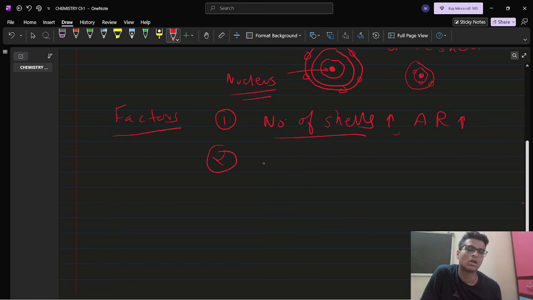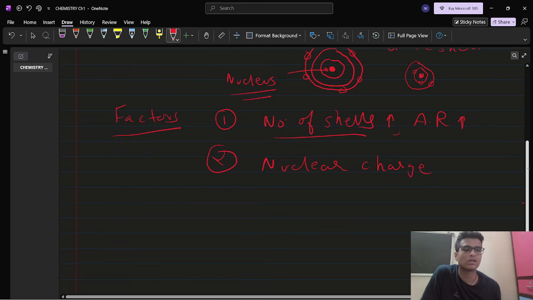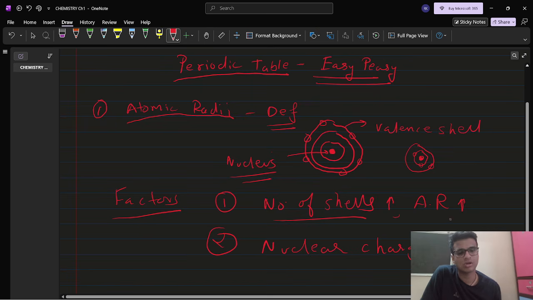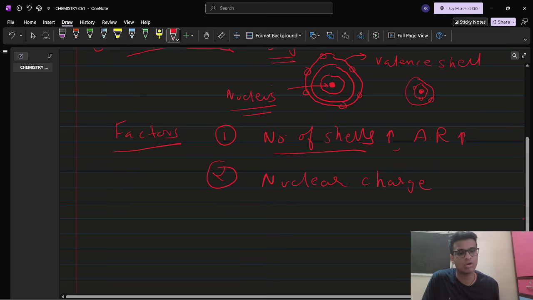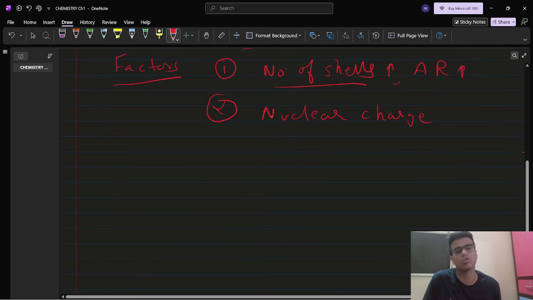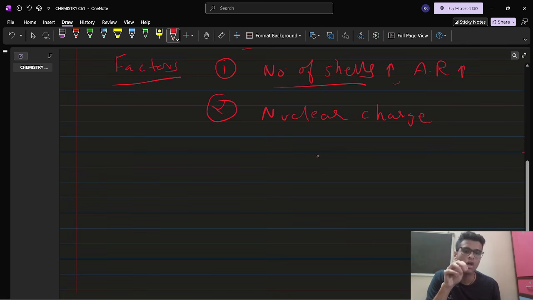The second factor is nuclear charge. Now this is something new. So why nuclear charge? The definition of nuclear charge is also given. The definition won't come in the exam, but to understand it, you can just read through it. What do you understand by the term nuclear charge? Nuclear charge means the total charge of the nucleus of an atom.